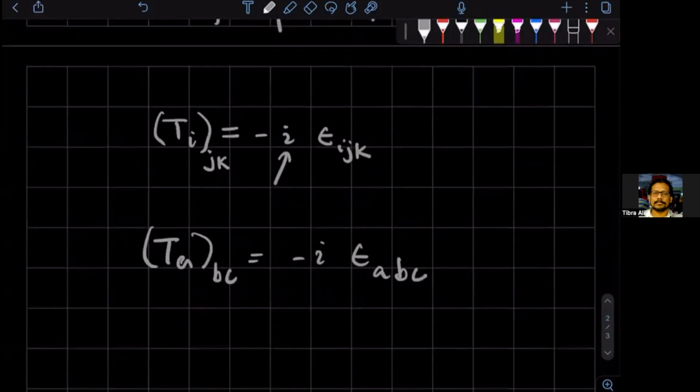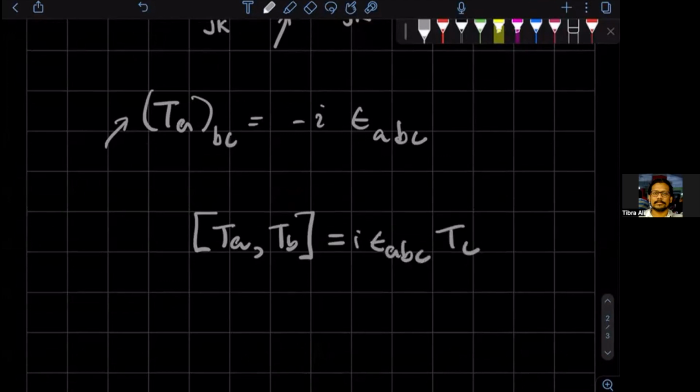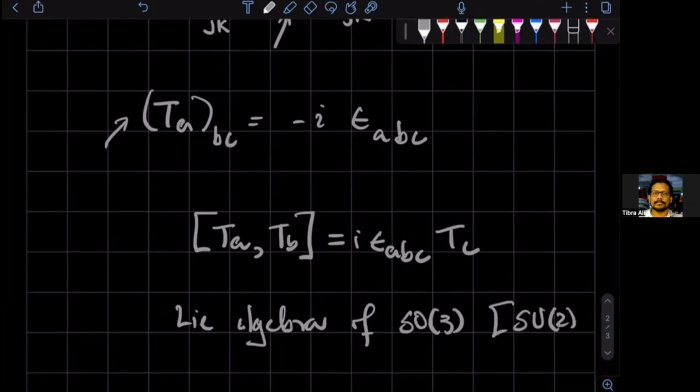Given this expression for the T's, I wanted you to verify that the commutator of T_A and T_B is equal to i times epsilon ABC T_C, which is the Lie algebra of SO3 as well as SU2. Okay, Farhan? Yes, sir. Last tutorial, I thought theta is a matrix, so I couldn't solve the first part. Now I get it. Okay, all right, cool.